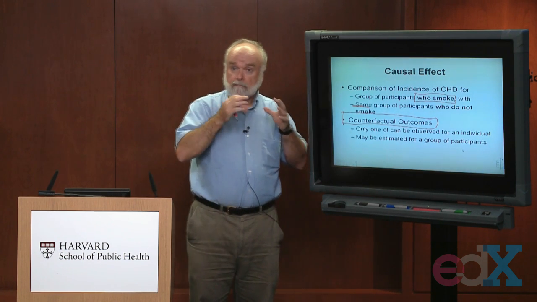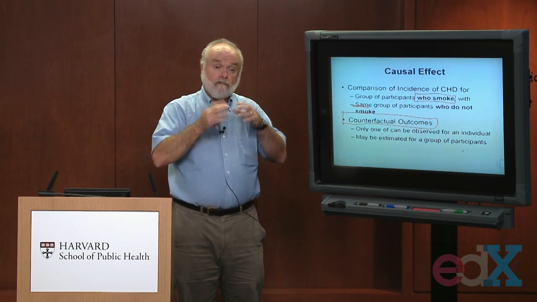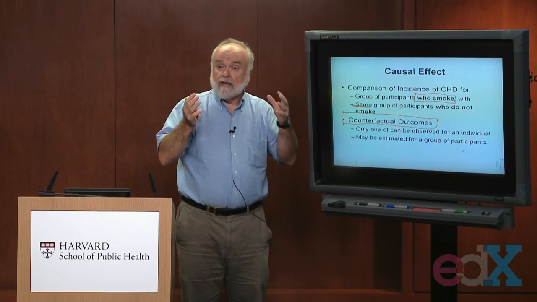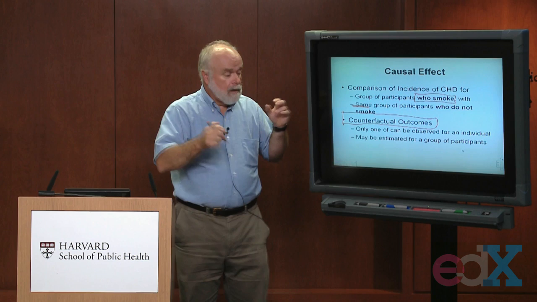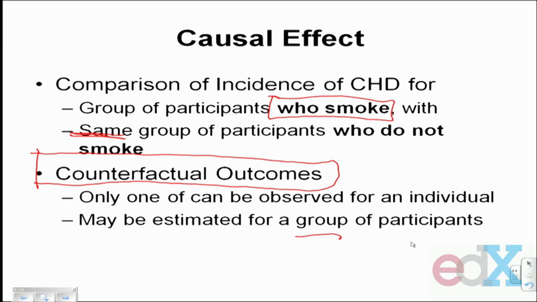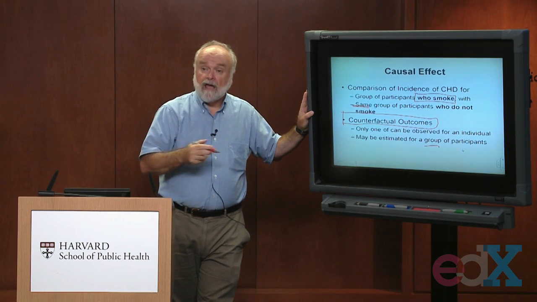Now the problem in real life is I can only measure one of those outcomes. I can measure what happens to a person if they're a smoker. I can't measure what happens to that person if they decided not to be a smoker. I can't essentially put people back into time machines and change their decision process and change that same smoker to become a non-smoker. So only one of these outcomes can be measured directly. And so for a single person, there's no way I can measure these two counterfactual outcomes. But for groups of people, I might be able to estimate what would happen to that group of people if all of them had smoked and if all of them didn't smoke.